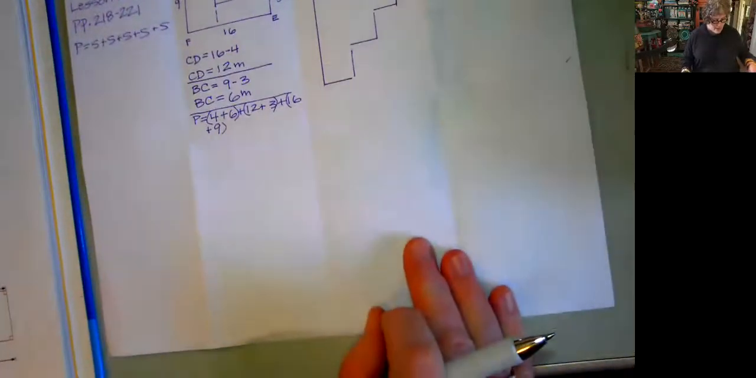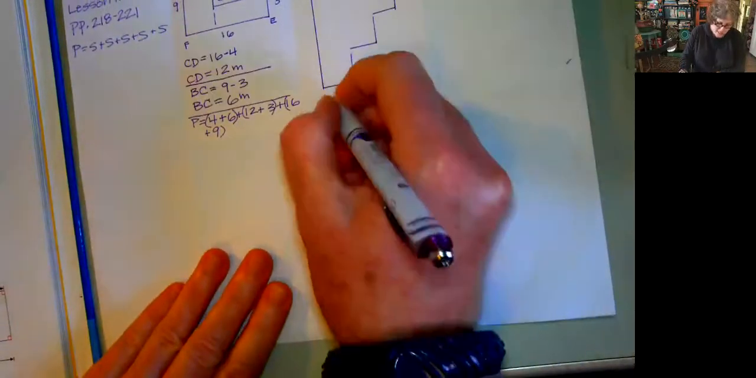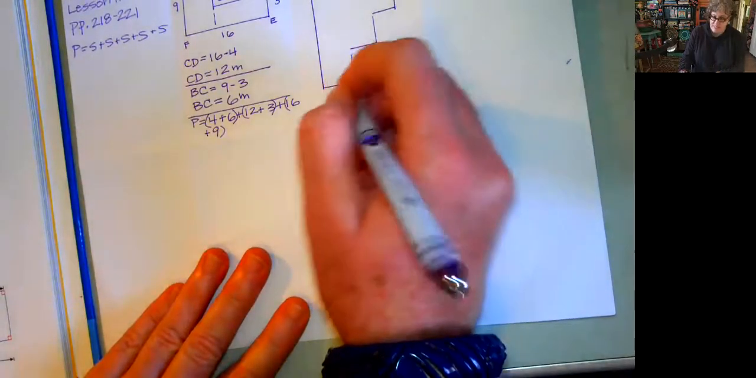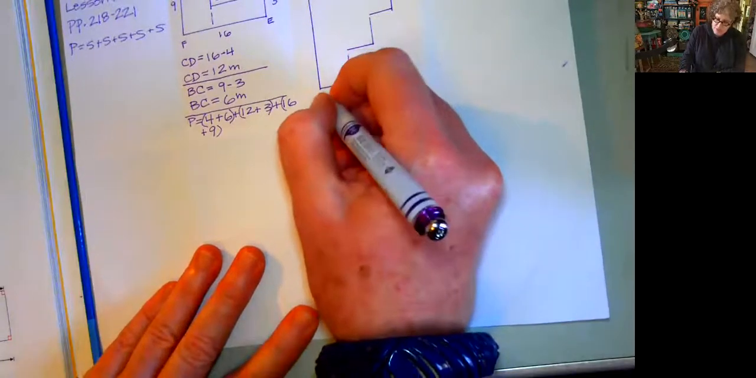So when I write this one, this is 16. This doesn't have any A, B, C, D. It doesn't have any letters on it. So we're just going to write 16.